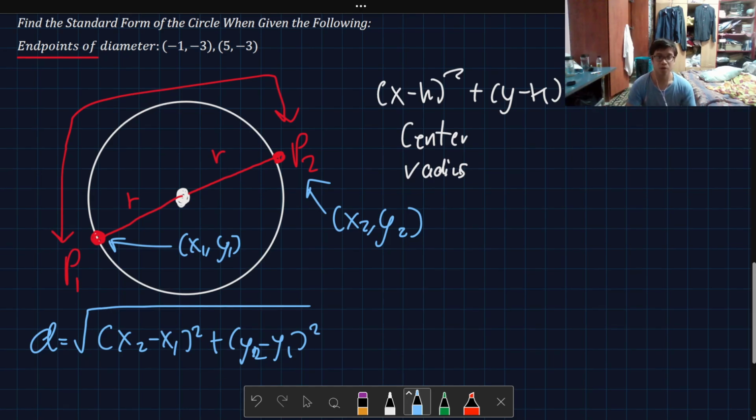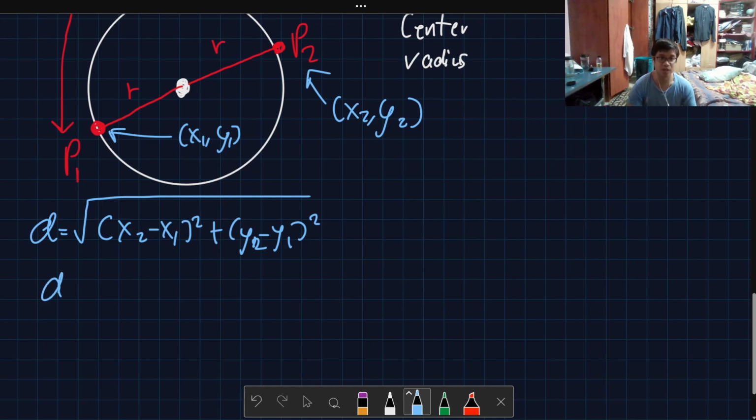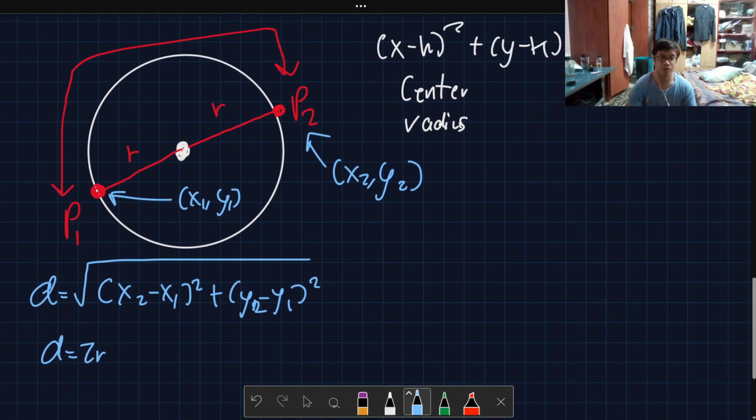So here, you can get the length of the diameter by using the distance formula. Then once you found the diameter, you divide it by 2, and you get your radius. That's it. You need this formula to find the radius.